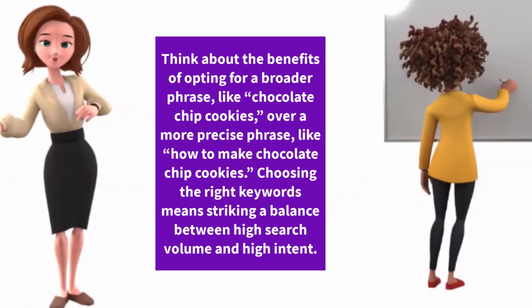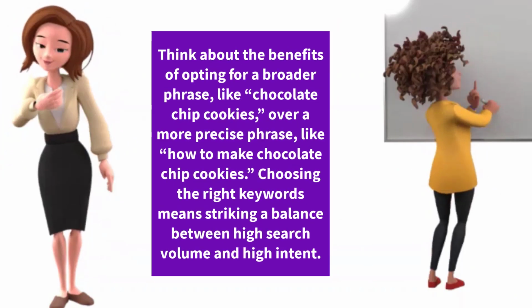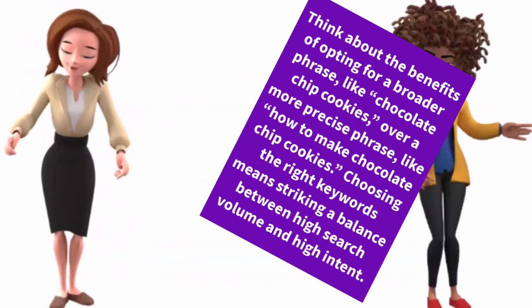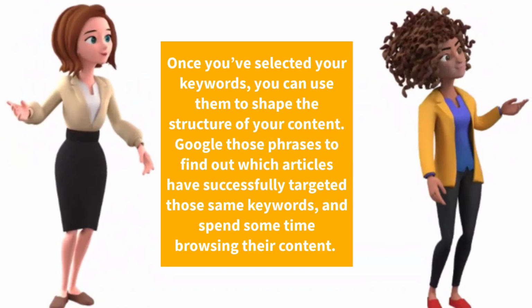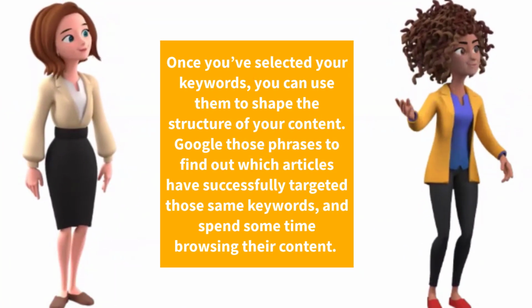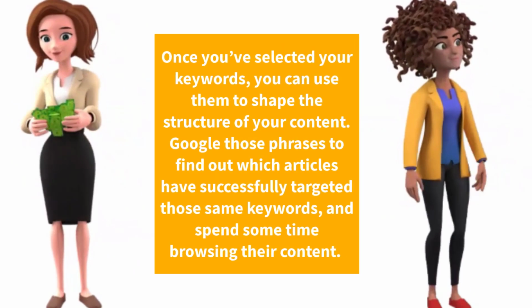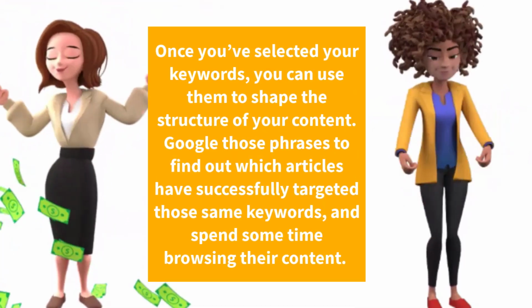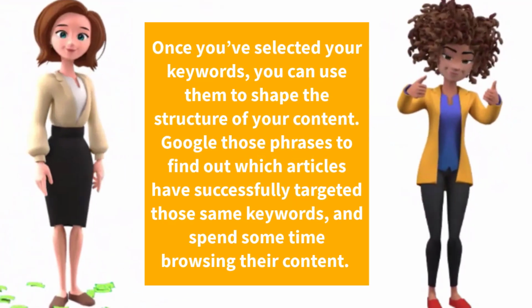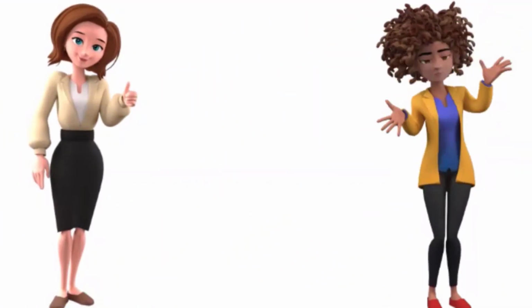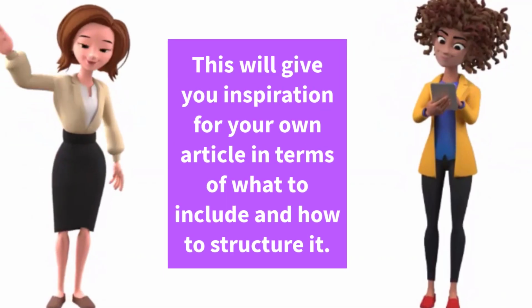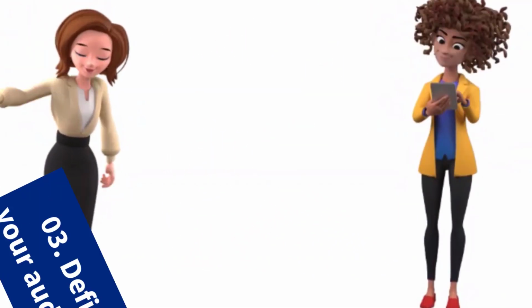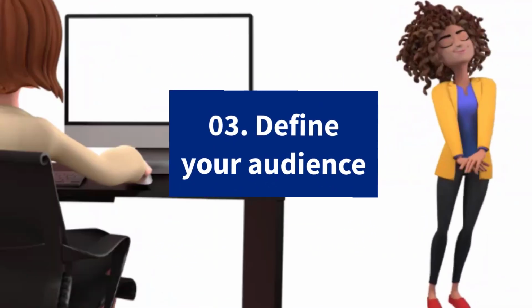Choosing the right keywords means striking a balance between high search volume and high intent. Once you've selected your keywords, you can use them to shape the structure of your content. Google those phrases to find out which articles have successfully targeted those same keywords, and spend some time browsing their content. This will give you inspiration for your own article in terms of what to include and how to structure it.